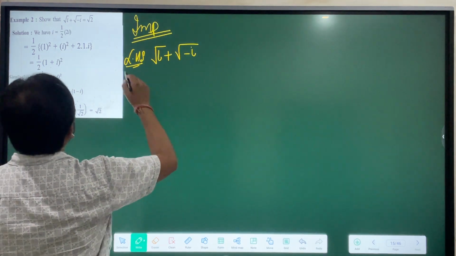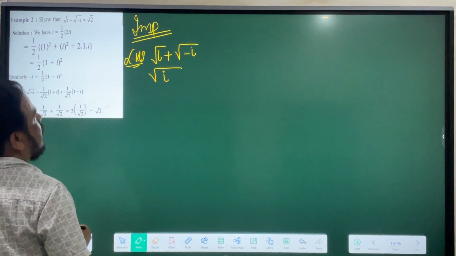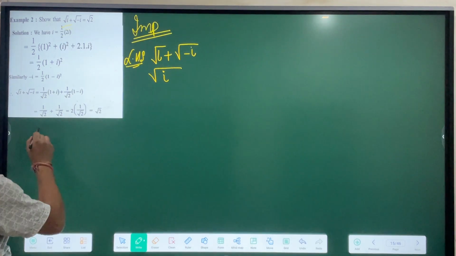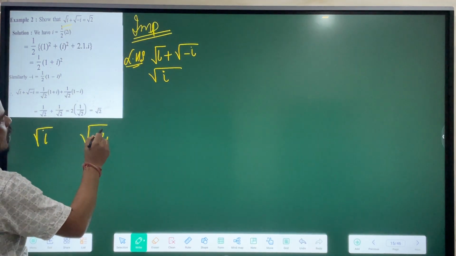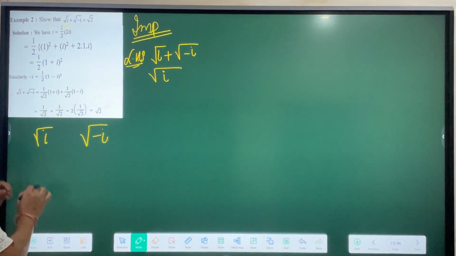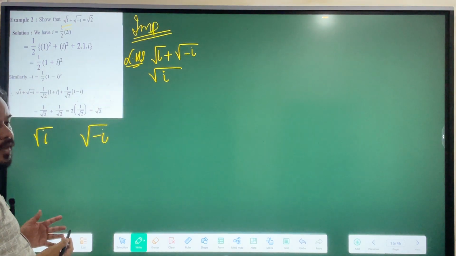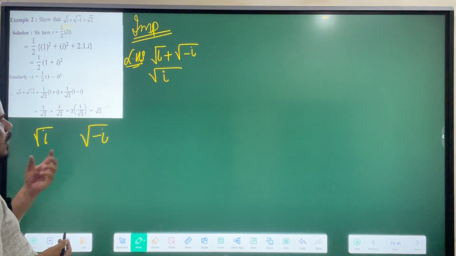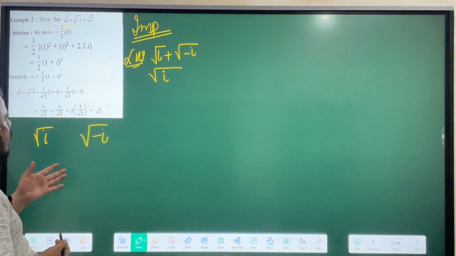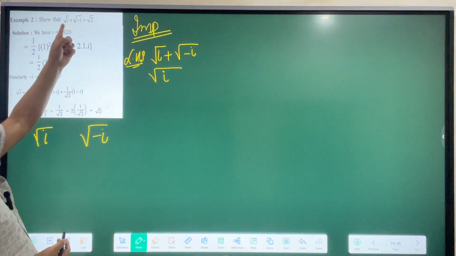We will try to find out first the square root of i. That means two are there: one is the square root of i, the other one is the square root of minus i. That means two sums are there. Think that you have to find out the square root of i and the square root of minus i. There are two sums for us. Two square roots you have to find out separately. Let us find out for i first, then we will find out for this one, then we will add.